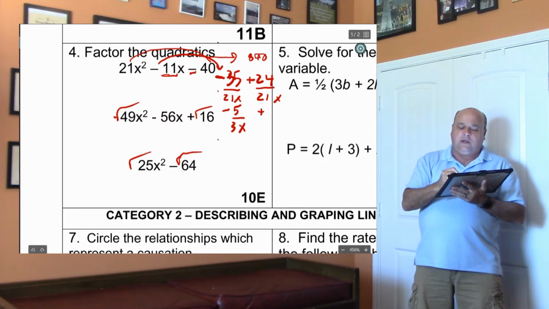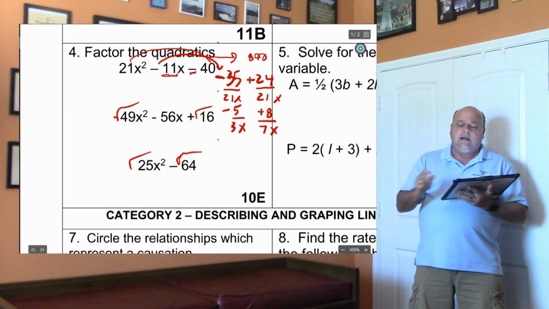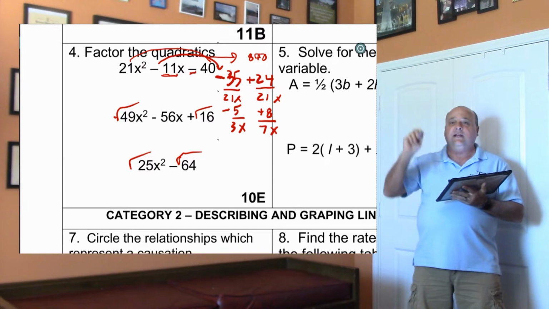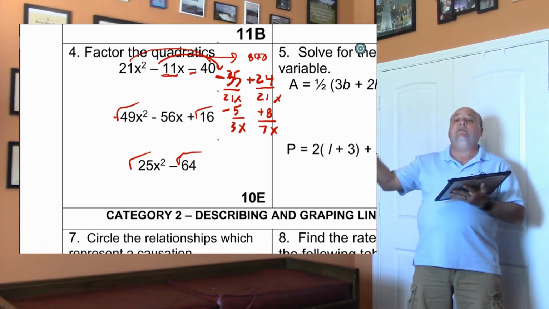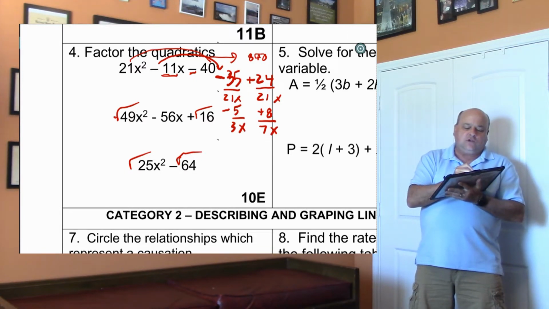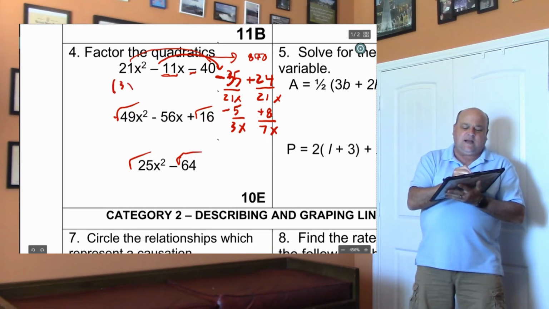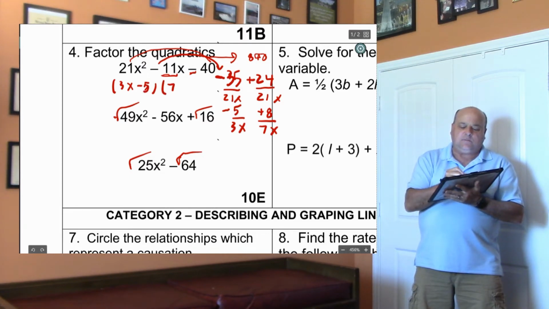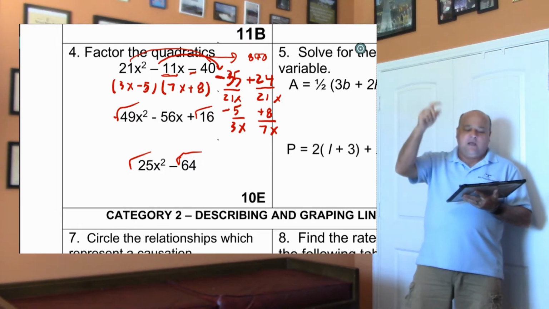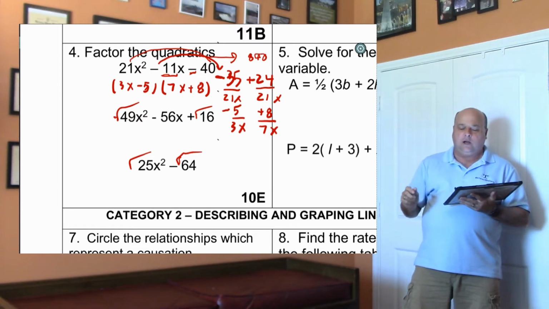That would be plus 8 over 7x. Now then, notice, if I look at the top numbers, negative 5 times 8 is the negative 40. 3x times 7x is my 21x squared. So those are going to turn into my factors. So my factors will be 3x minus 5 and 7x plus 8. Okay, so those turn into the factors that if I multiply that up, I go back to the problem, okay?